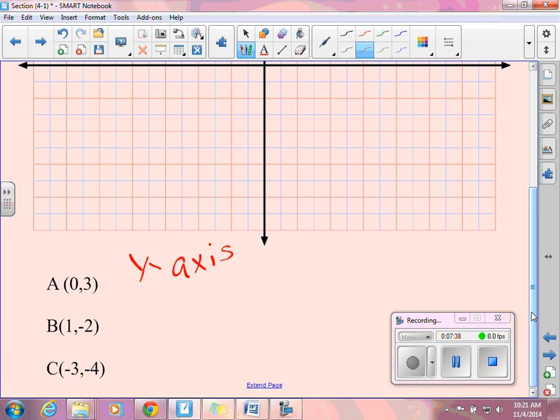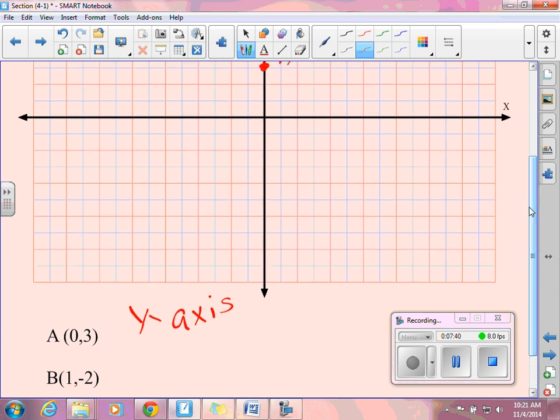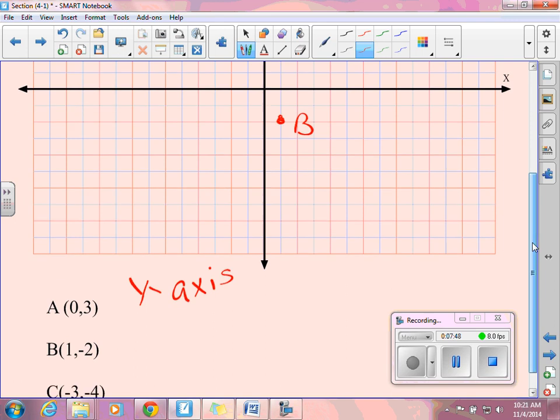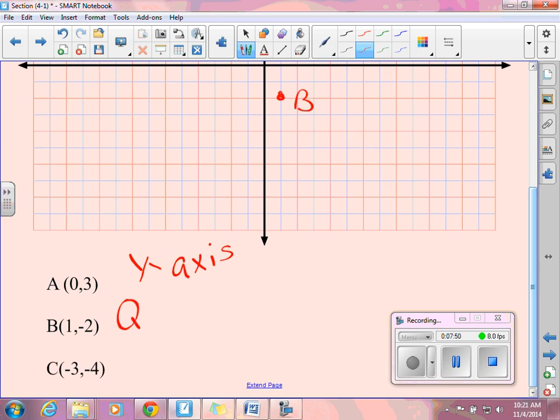And where is B located? That is correct, quadrant 4. You can write just quad if you want to. I'll understand that. And then make sure that you use the I and the V together for 4.